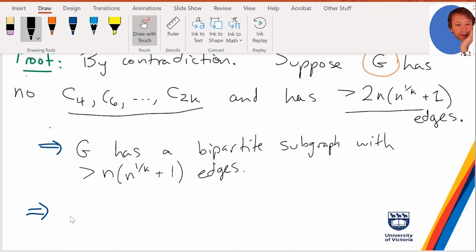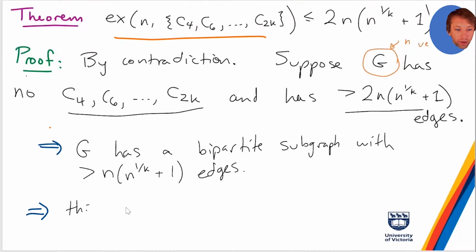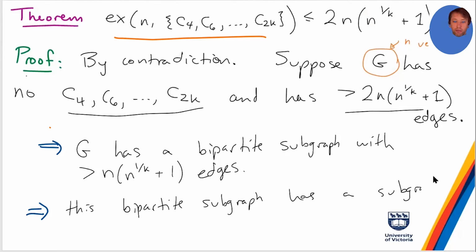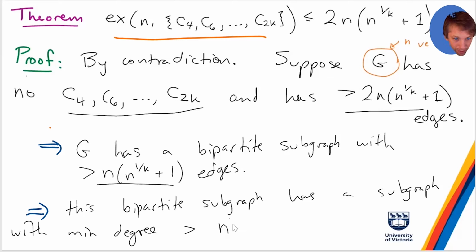And then I can apply my second lemma. Does it matter which order I apply these in? Maybe it doesn't. I first go to a bipartite subgraph, and then I take that bipartite subgraph and find a subgraph of it which has high minimum degree. So this bipartite subgraph has a subgraph with minimum degree greater than however many edges it had divided by how many vertices it had. And the bipartite subgraph has the same edge set as G, right? It's just randomly split the vertices. So the minimum degree is going to be this number divided by n, which is n to the 1 over k plus 1. And of course, a subgraph of a bipartite graph is still bipartite.